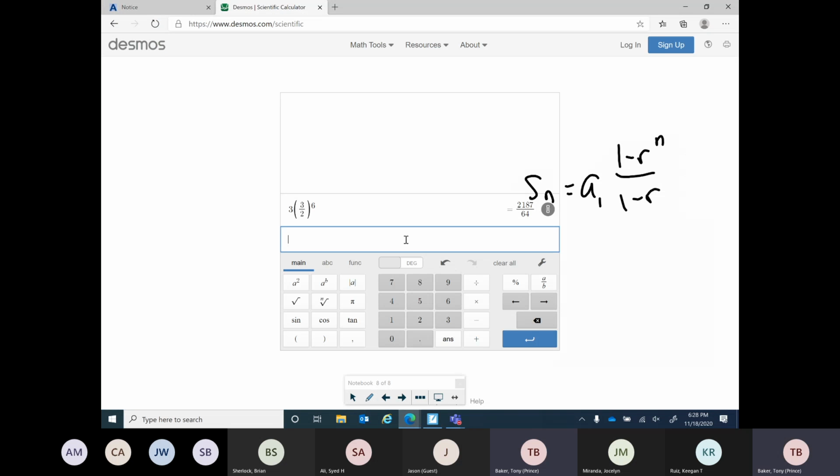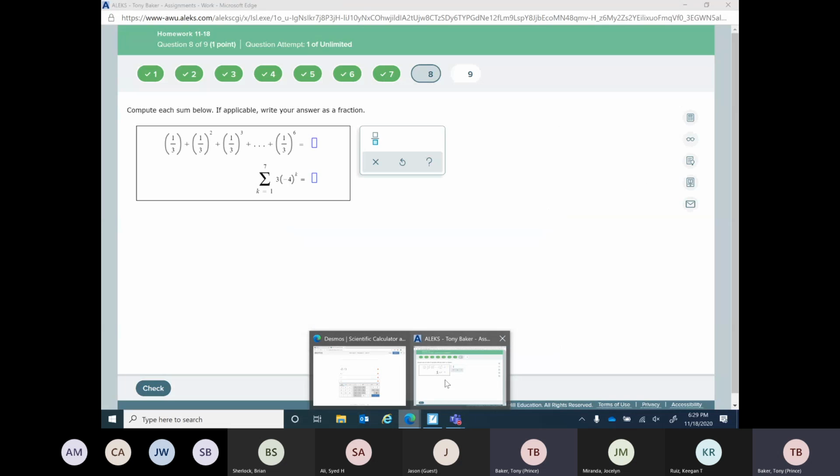So one of the nice things about Desmos is you can type in equations. So we're going to type in A1 times 1 minus R to the N over 1 minus R. Now, we're going to do A1 equals, R equals, and N equals. So basically all I have to do is plug in those numbers. So when you're doing multiples of these problems, you're going to basically have to do it at least 6 times, as long as you don't make any mistakes. So it kind of pays to have that there.